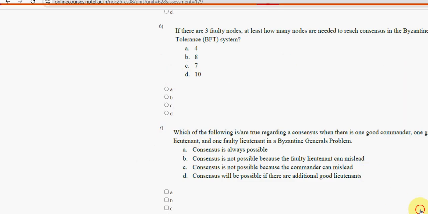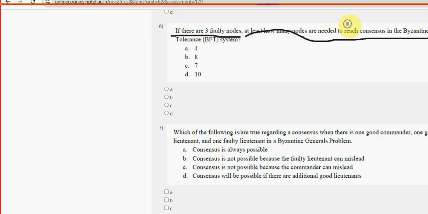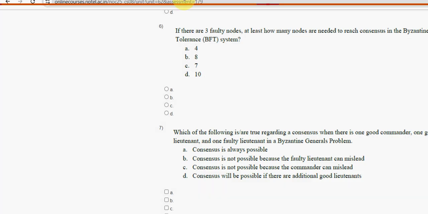Sixth question. If there are 3 faulty nodes, at least how many nodes are needed to reach consensus in the Byzantine fault tolerance system? So for sixth question, option D, 10 is the probable solution, guys. So mark option D as the probable solution for sixth question. Now let's move on to the seventh one.